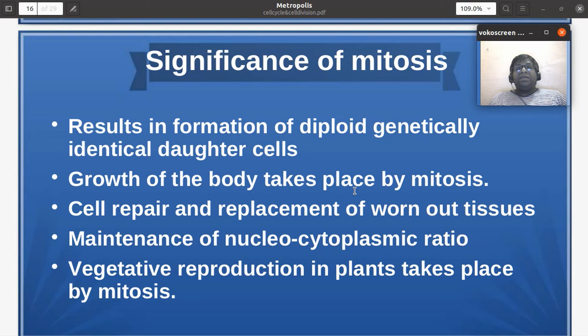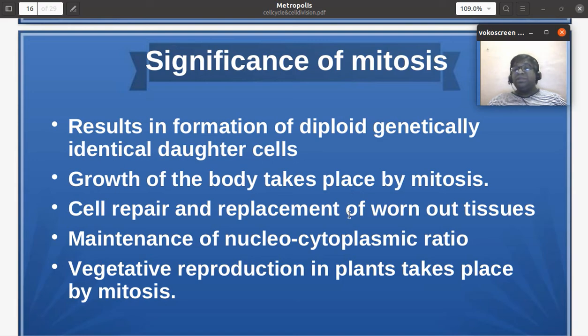Then cell repair and replacement of worn out tissues is by mitotic cell division. If you have an injury in your hand, the healing process involves the formation of new skin, which is by mitotic cell division. Whenever there is a difference in the nucleocytoplasmic ratio, cells undergo division, so mitosis helps in maintaining a constant nucleocytoplasmic ratio. Vegetative reproduction in plants also takes place by mitotic cell division. So these are the significance of mitotic cell division.